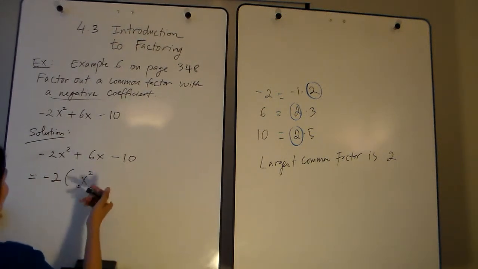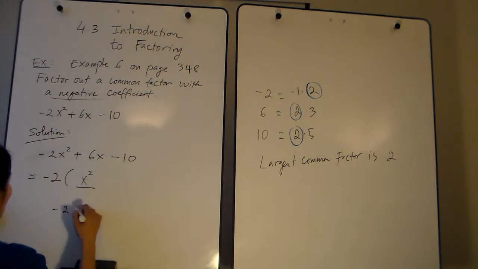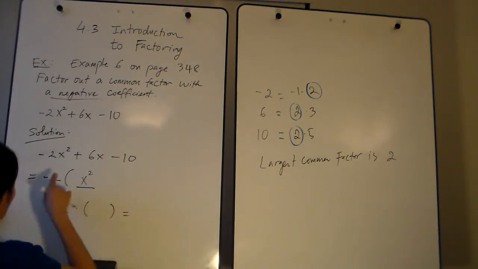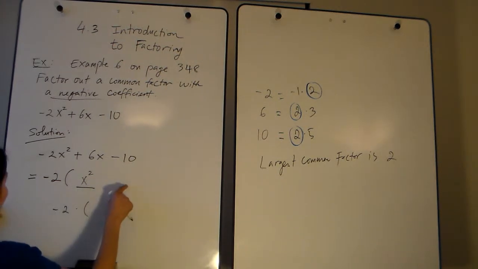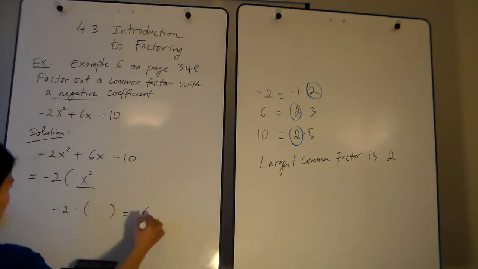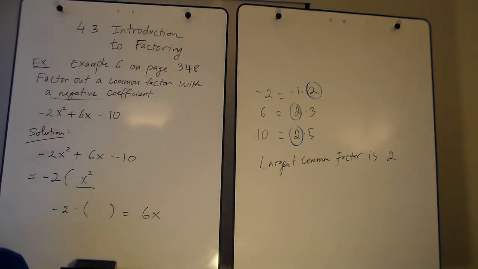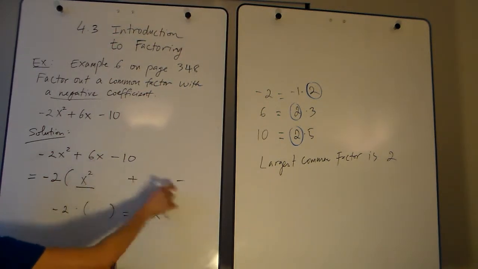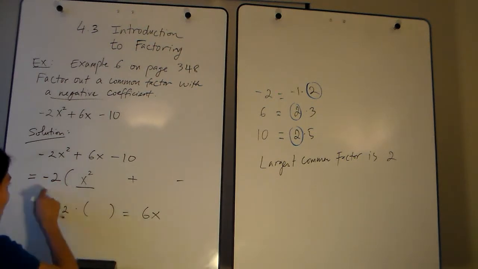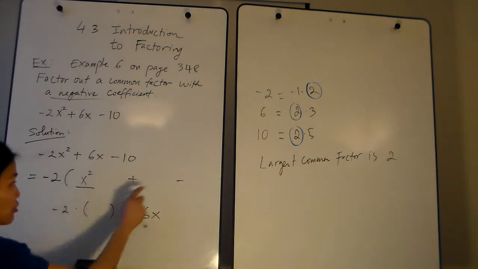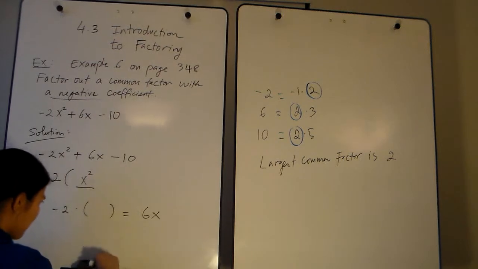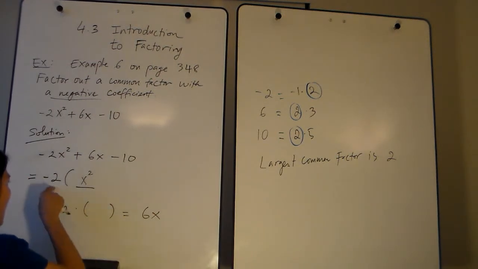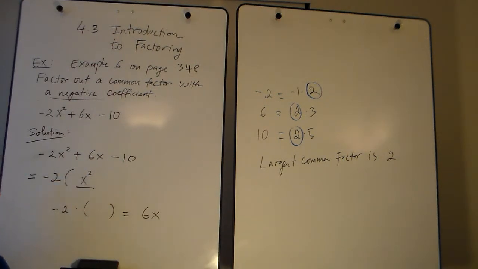For this second term right here, you've got to think about negative 2 times what equals 6x? Okay? Now, when I factor out a negative, I don't want to automatically write the plus or the minus sign between the terms right away. Once you multiply by a negative outside, it will change the problem. So do not put it right away. For a positive value, you can do that. For a negative, you cannot. You've got to check the sign.